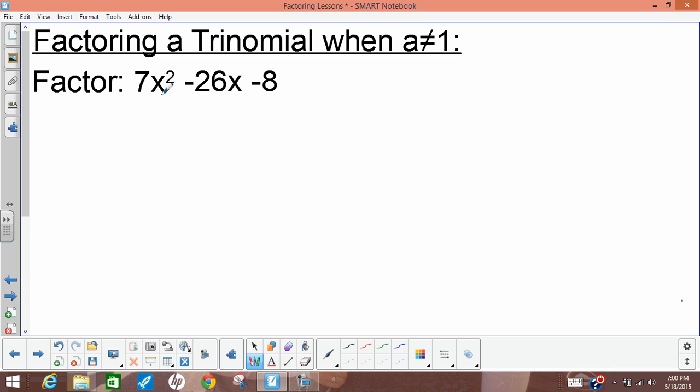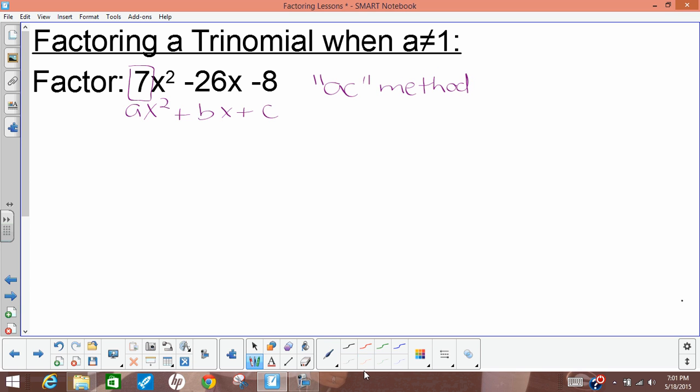So remember that in our trinomial, the general form is a times x squared plus b times x plus c. Again, in the previous lesson, a was just 1. The number in front of x squared is 1. As you can see in this example, that is not the case. So we're going to do what's called the AC method.